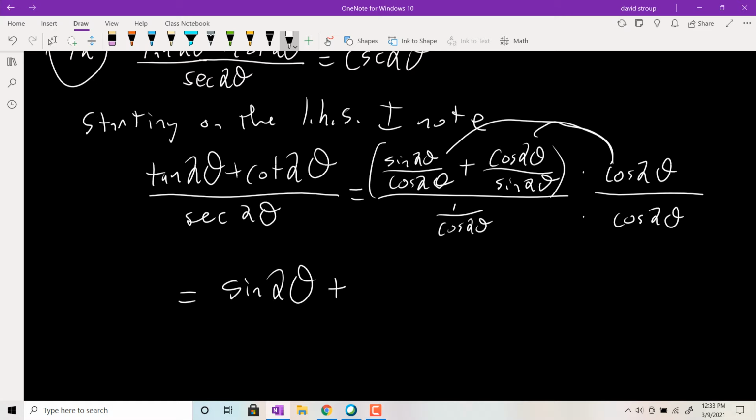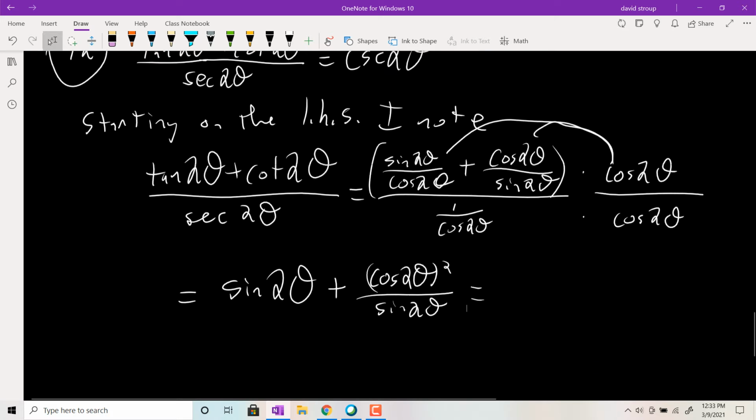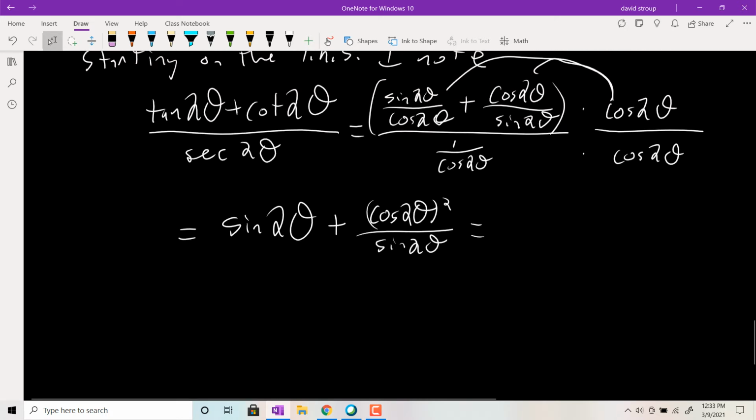Plus this guy, I don't have any choice in this one. This one is cosine 2 theta squared all over sine of 2 theta. And then all of this is over 1, but we don't have to write that. That would be silly. Okay, so anyways, we have this thing. We ultimately want to end with one term. So let's combine these terms by finding a common denominator again. So here, sine of 2 theta is the same as sine of 2 theta over 1. And then I'll just multiply top and bottom by sine of 2 theta.